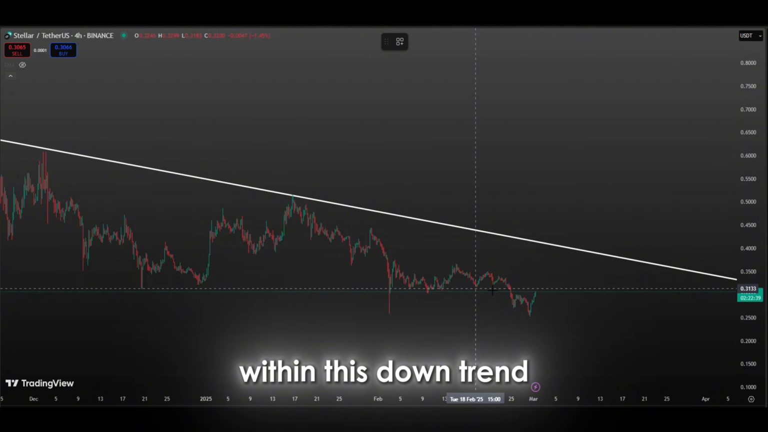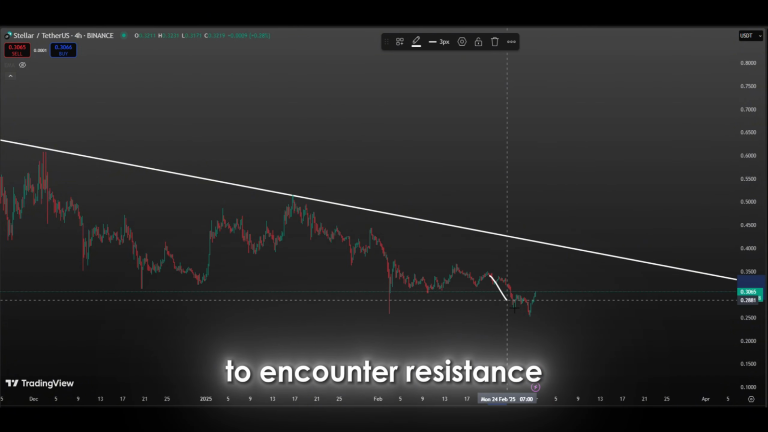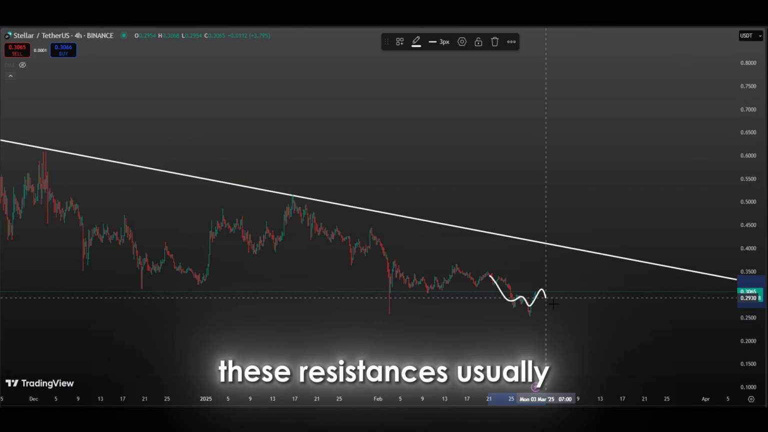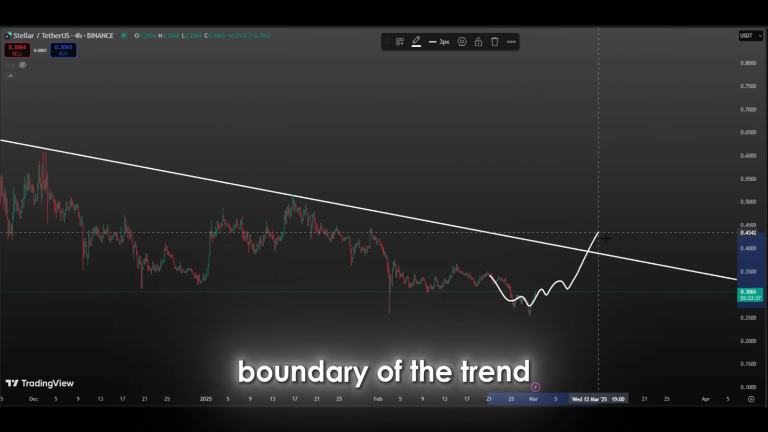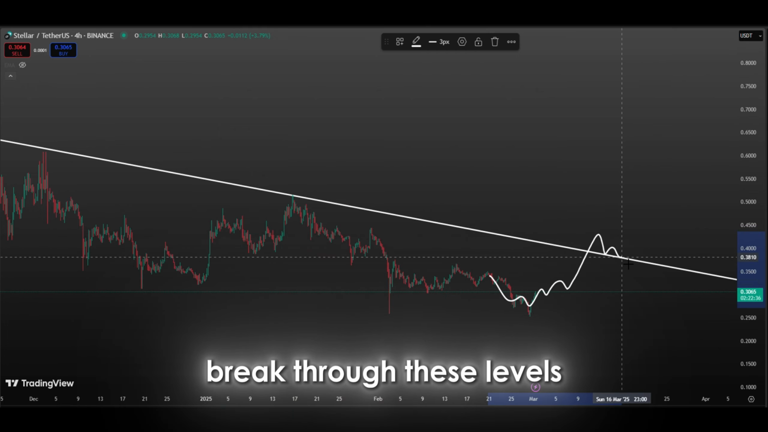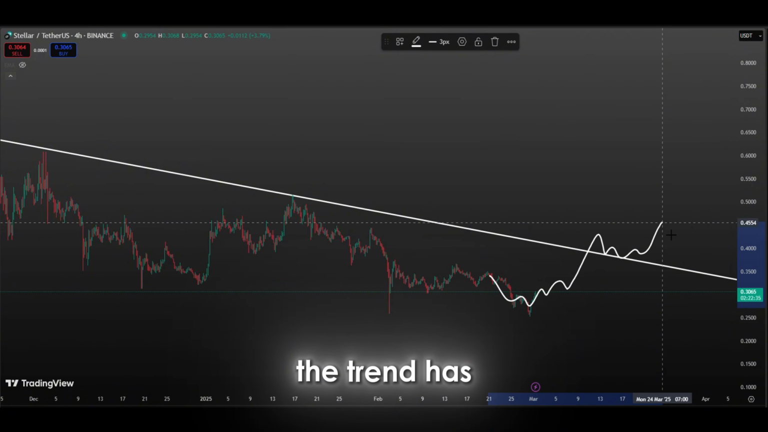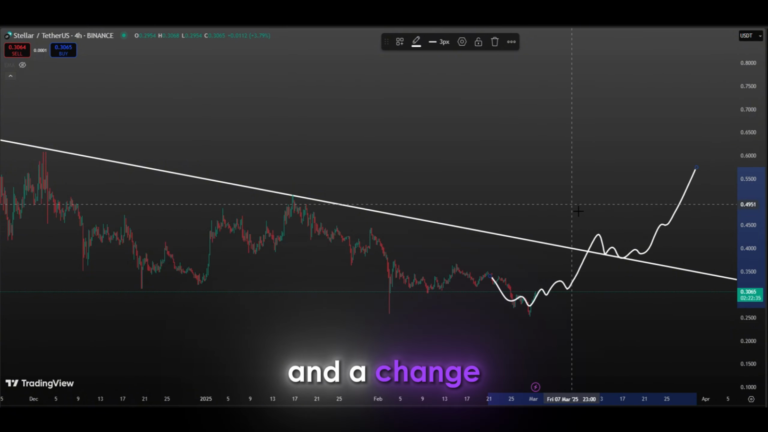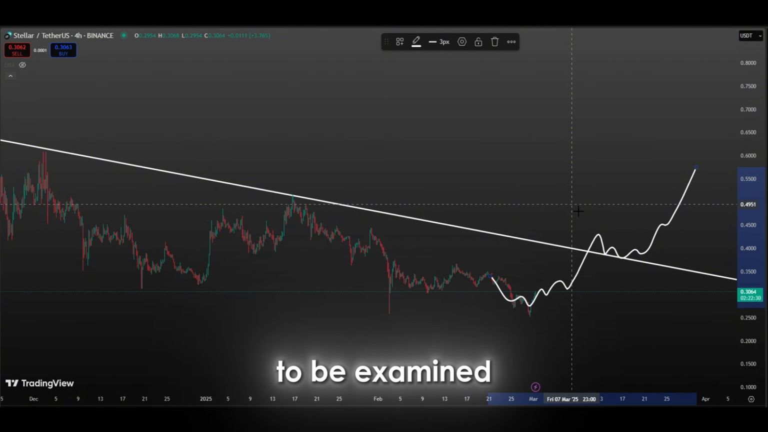As prices move within this downtrend, they are likely to encounter resistance at certain levels. These resistances usually form the upper boundary of the trend, and when prices break through these levels, it indicates that the trend has been broken and a change in direction is possible. If prices break these resistance levels, a new uptrend may begin in the market. If this downtrend is broken, XLM coin will take off. But don't be so sure right away. Other metrics need to be examined, so keep watching.